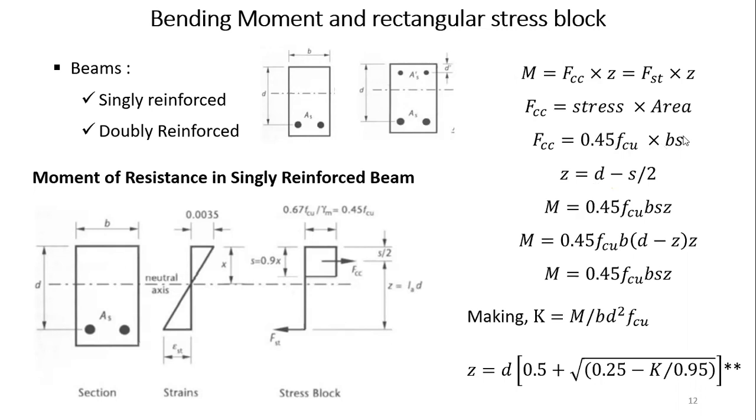In this case, substitute, make S the subject of the formula here. Okay, we have the force FCC, 0.45 FCU multiplied by BS. And then for the moment, you have 0.45 FCU BS times Z, because the moment is FCC multiplied by Z. So that is why we multiply this by Z.